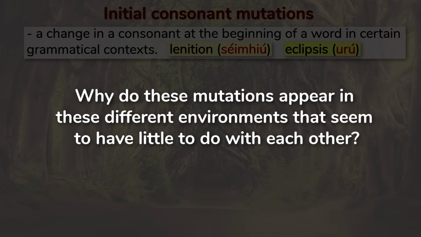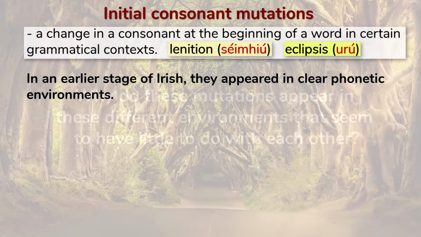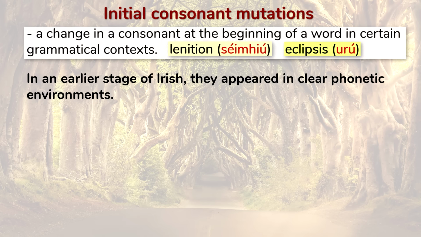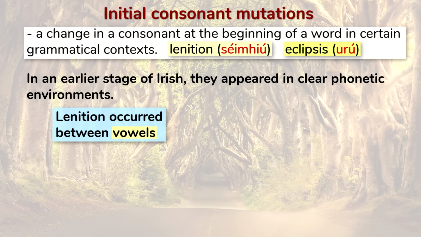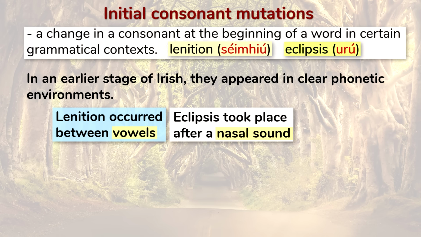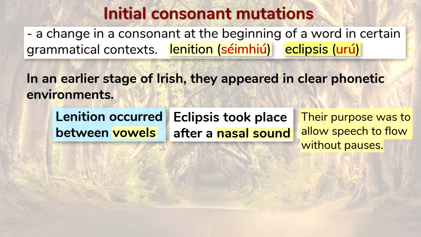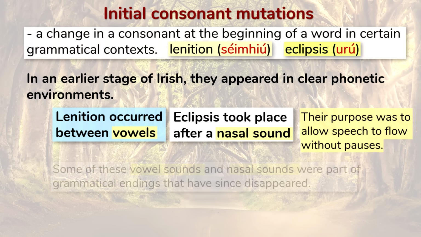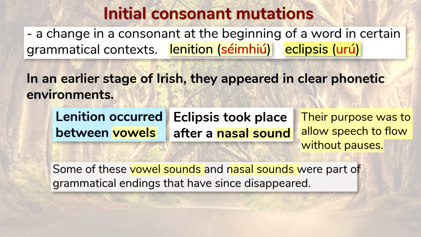So why do these mutations appear in these different environments that seem to have little to do with each other? Well, it's because in an earlier stage of Irish, they appeared in clear phonetic environments. Lenition occurred between vowels, both within words and across word boundaries, and eclipsis took place after a nasal sound. Their purpose was to allow speech to flow without pauses. Some of these vowel sounds and nasal sounds were part of grammatical endings that have since disappeared. So now, the mutations themselves indicate or give hints about that grammatical information.